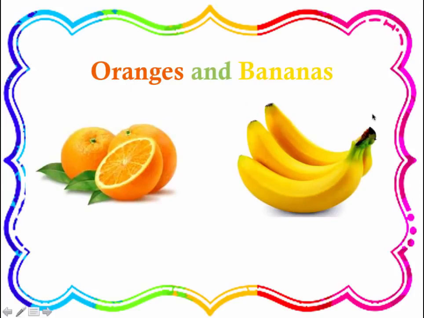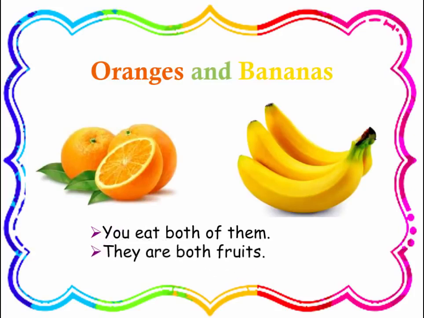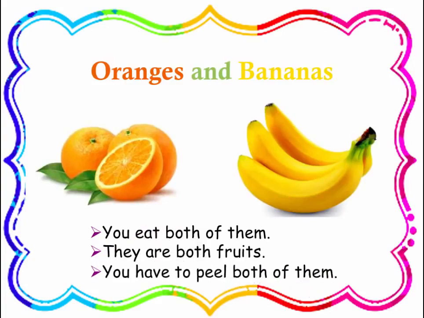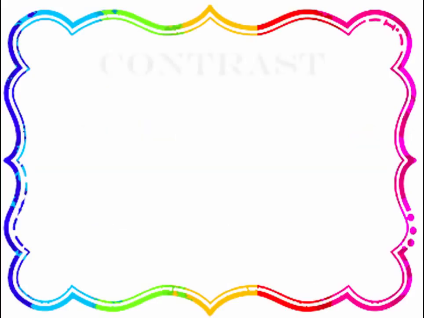of my things. One way they're the same, well, you can eat both of them. That's something that's the same about them. They're both fruits. That's the same about them too. You have to peel both of them. You can't eat the peelings. That's the same about them as well. So we've compared oranges and bananas.